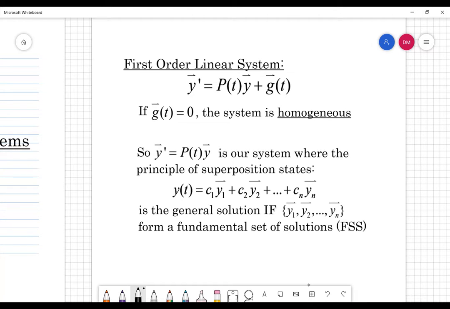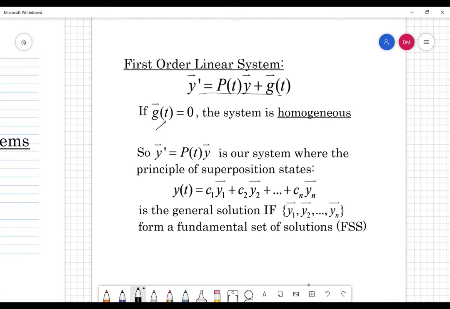To define our first order linear system, again, remember this is what the standard form looks like right here. Now we are adding on to this that if g of t is equal to 0, we consider the system to be homogeneous. Remember, when you are defining your matrices, g of t would be all of those constants on the right-hand side of our equation. We typically know that if the right-hand side of our differential equation is equal to 0, we call it homogeneous.